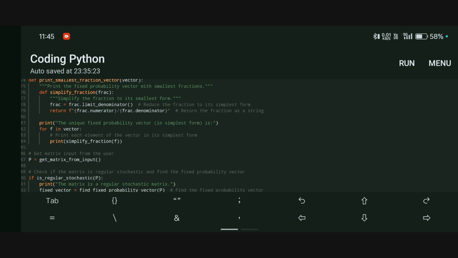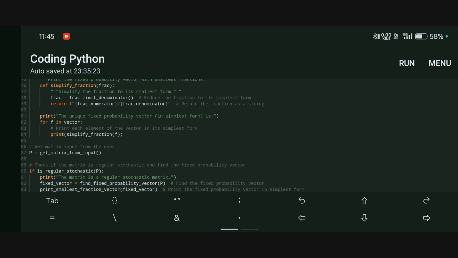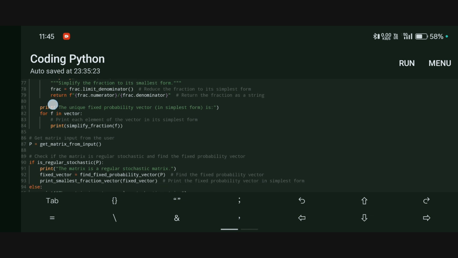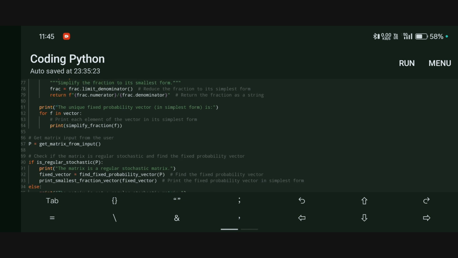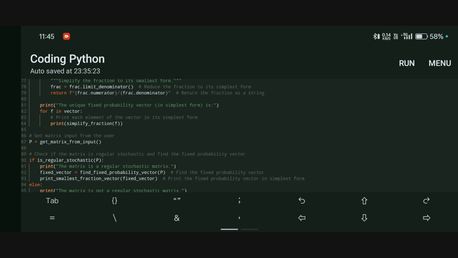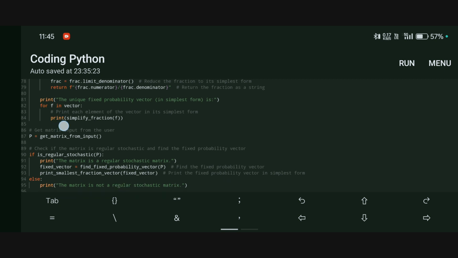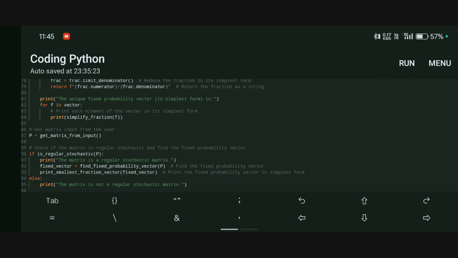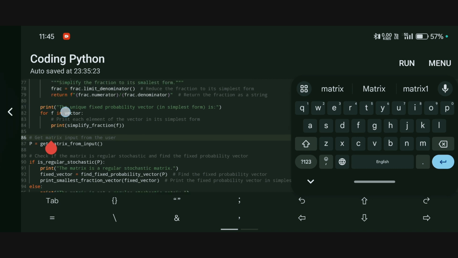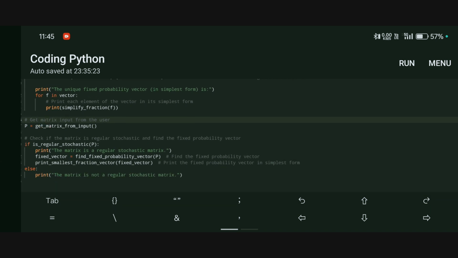This line returns the fraction numerator and denominator, converting the fraction into a string. Then print the unique probability vector in simplest form. For a 3 by 3 matrix we have three entries in the unique fixed probability vector, so we can print all three using a loop: for f in vector, print simplify fraction of f.